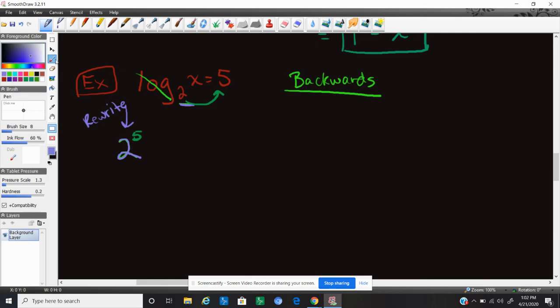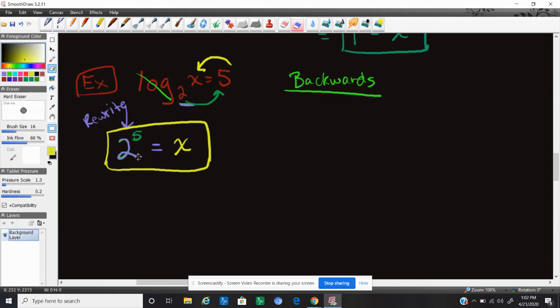Okay, equals, come back around, equals x. So now this is our answer, 2 to the 5th power, which is actually a little bit easier to see because we could use a calculator here if we want to, but we don't need it because 2 to the 5th is the same as 2 times 2 times 2 times 2 times 2. It's 5 2s, 1, 2, 3, 4, 5.